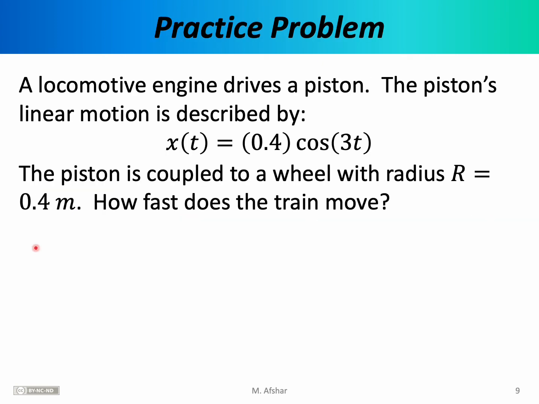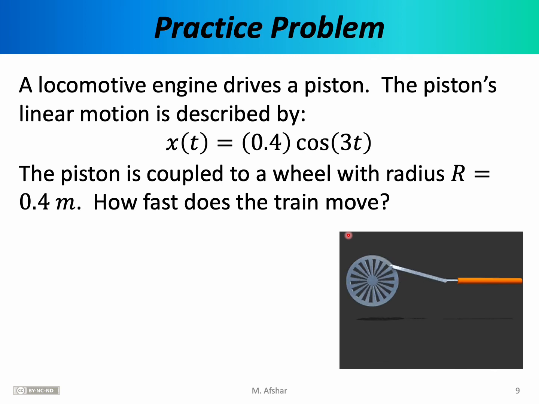Let's end this lecture with a practice problem. A locomotive engine drives a piston. The piston's linear motion is described by this function here. The piston is coupled to a wheel with a radius of 0.4 meters. How fast does the train move? So I'm describing for you the type of thing that I've been showing you.